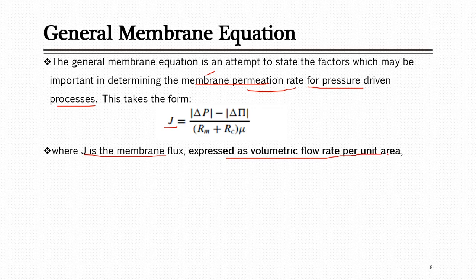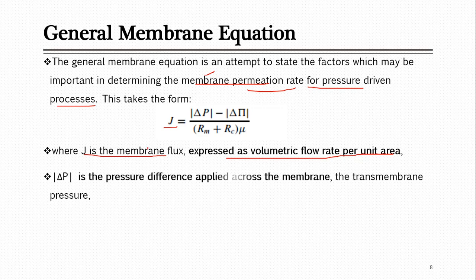It is the volumetric flow rate of something per unit area through the membrane. Suppose any liquid is passing, it will be the volumetric flow rate of that solvent per unit area. If some gas is passing, it will be the volumetric flow rate of that gas per unit area. Any species that passes through the membrane is called permeate, so this gives us the permeation rate of that permeate.